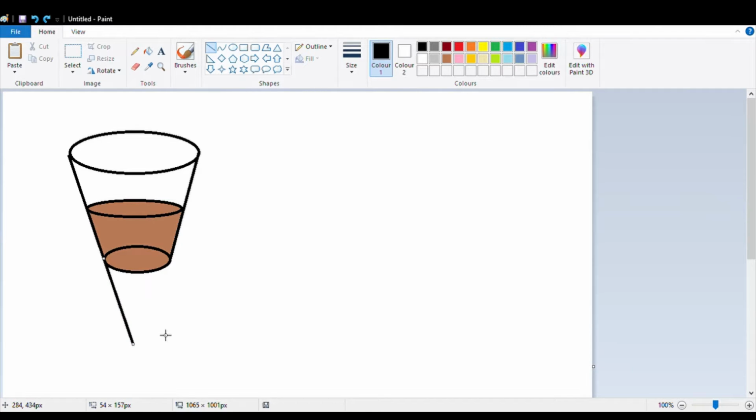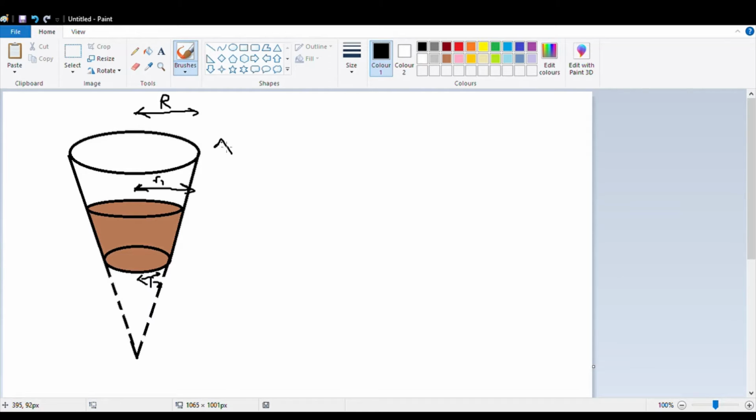So let's just say this is the full cone, and that part is the frustum. Let's make these dotted lines. Wait, let's define some radiuses. Let's say this radius is capital R. Let's say this radius is R1. Let's say this radius is R2.